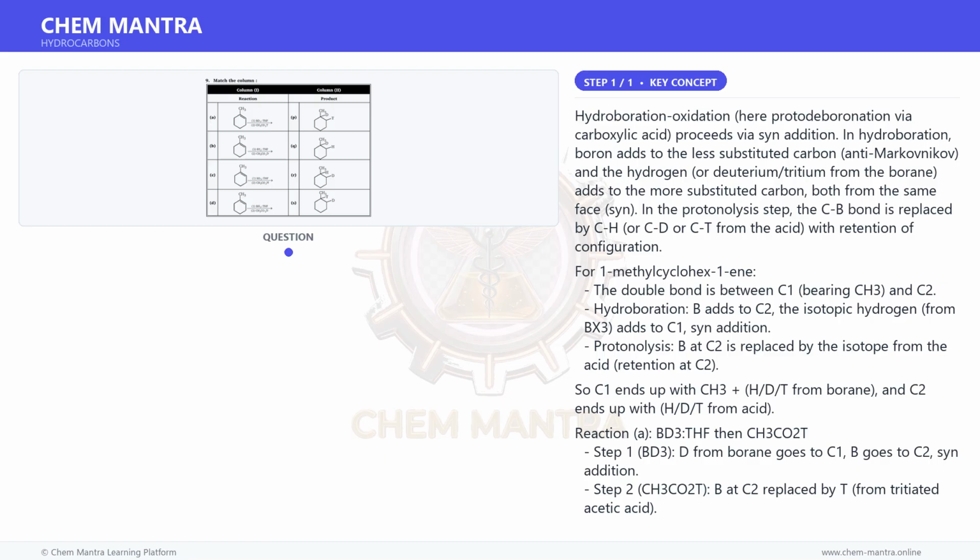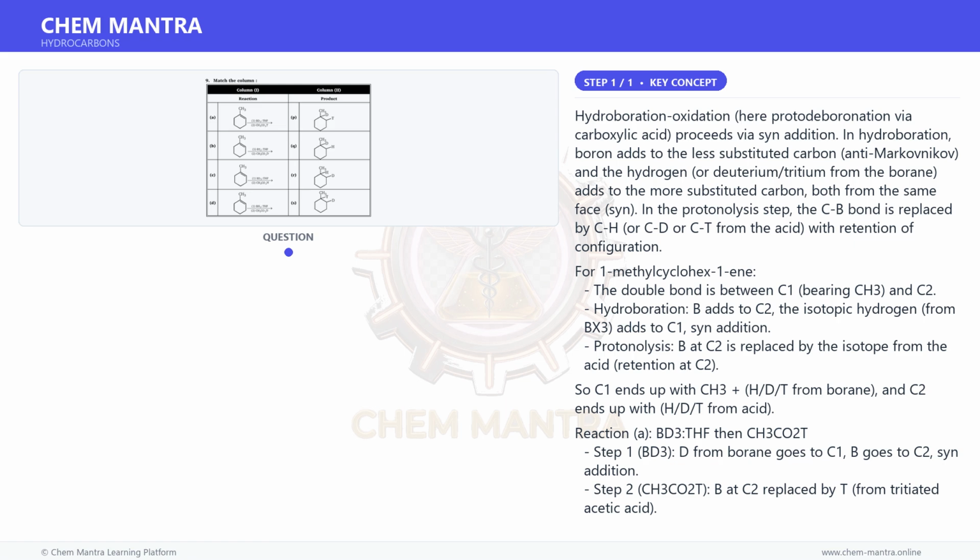Why other options fail? Each product differs only in which isotope, H, D, or T, is placed at C1 versus C2. The borane isotope always ends up at C1. In anti-Markovnikov hydroboration, boron goes to the less substituted C2 and the hydride isotope goes to C1, the more substituted carbon, and the acid isotope always ends up at C2. Mixing up these assignments would give the wrong product, ruling out alternative matches.